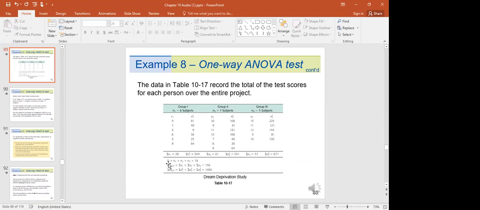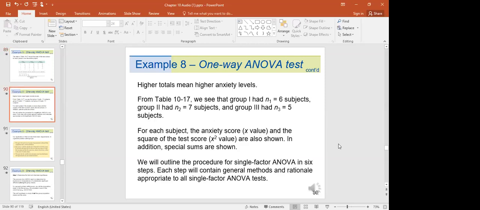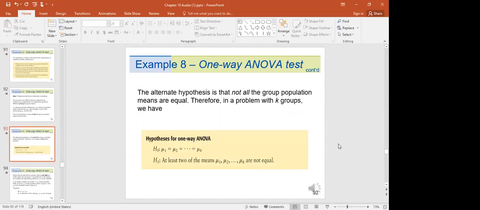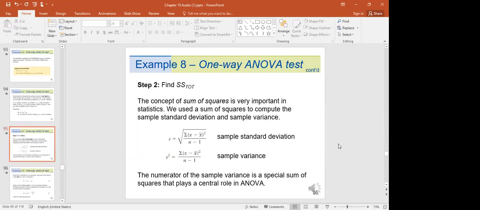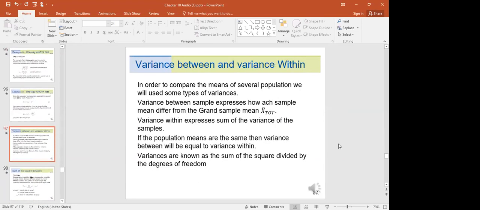Now the sample sizes were N1, N2, N3. N1 was 6, N2 was 7, N3 was 5. When we add them, we get the big sample size, 18. So we are going to use those and say that if they have the same mean, then we can find the sum of the square between by subtracting the sample mean of each group from the big sample mean, square it and multiply by the sample size. When we add it up, we call it the sum of the square between.